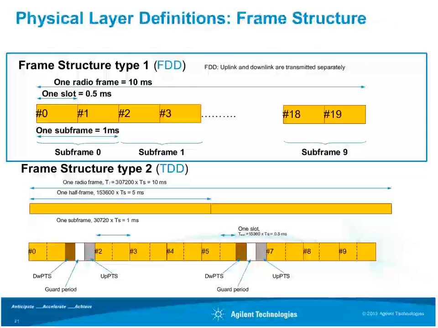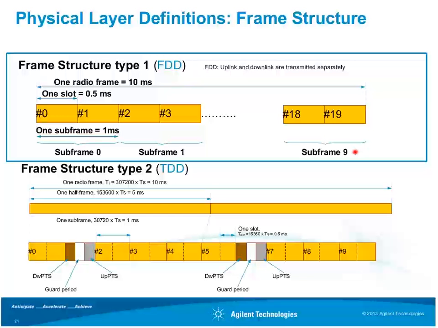The frame structure here defines the frame, the slot, the symbol structure, all in the time domain. And there's two structures. There's a type 1 for FDD and type 2 for TDD. Now, each radio frame is 10 milliseconds. And that 10 milliseconds consists of 10 subframes that are each 1 millisecond. And each of these subframes consists of two slots of half a millisecond. And so there's a total of 20 slots in the frame. And this is the same for FDD and TDD.